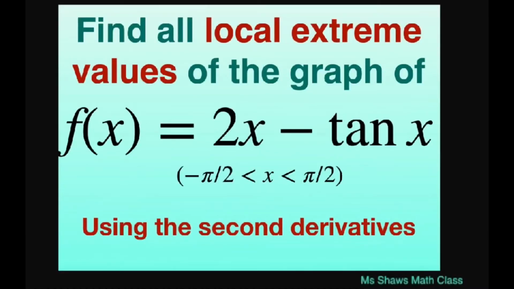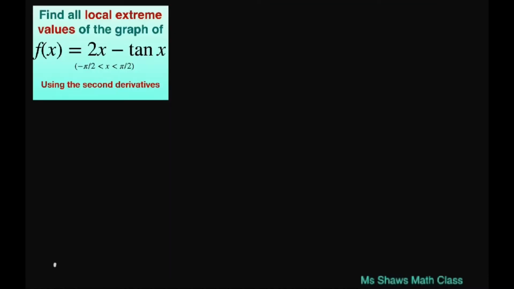We're going to find all local extreme values of the graph of f of x equals 2x minus tan of x by using second derivatives, and we're restricted between negative pi divided by 2 and pi divided by 2. That's quadrants 1 and 4. So basically, let's just look at our first derivative, f prime of x.